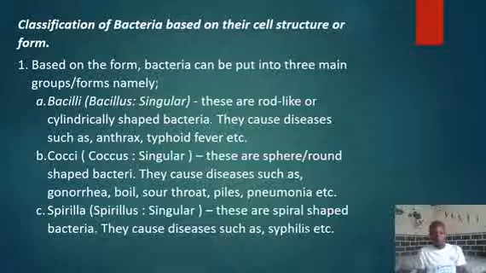Then the third one I'm going to look at is the spirilla, or spirillus. This was taken from a Greek word, spirillum, which means coil. These bacteria are spiral shaped bacteria, and they cause diseases such as syphilis, etc. So these are the three main categories, or the three main forms within which we classify or group bacteria, based on their cell structure or their form.